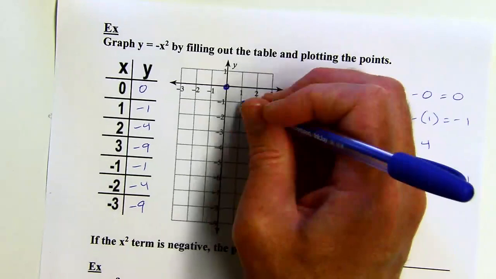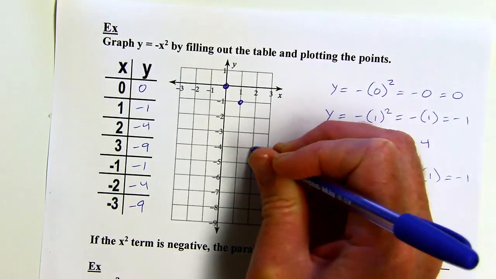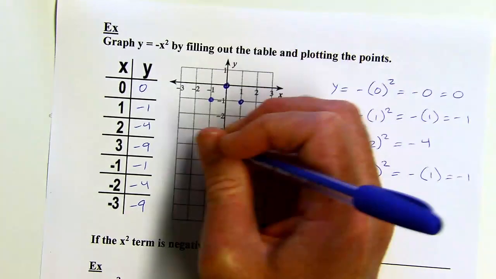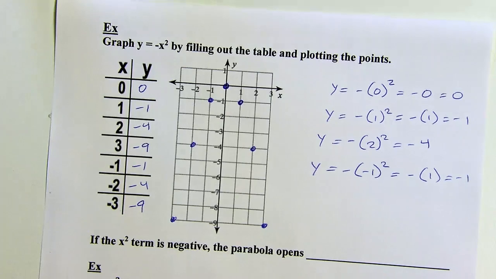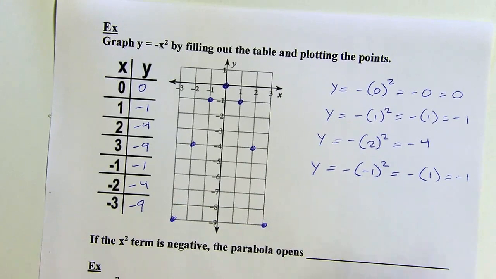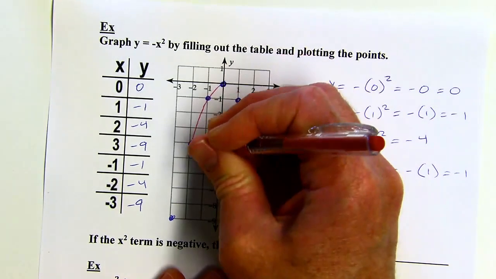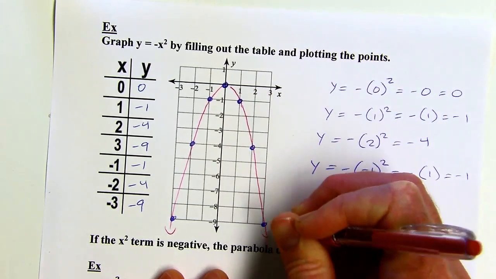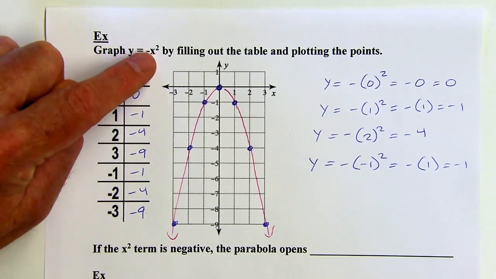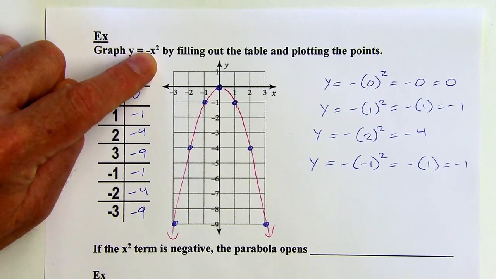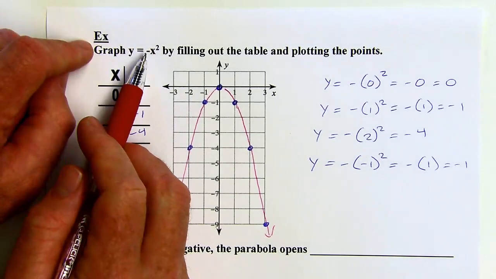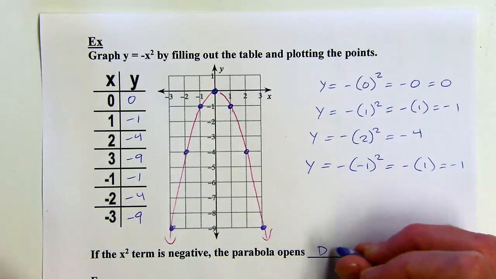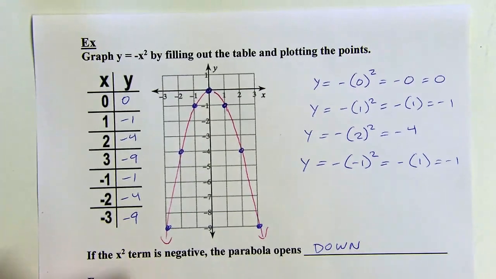So let's plot the rest of these. 1, -1, 2, -4, 3, -9, and then I've got the mirror image of those points on the other side. And you might have guessed just from the provided graph, this one is going to open downwards, right? So it looks just like the last graph, except it's opening down instead. And that is always going to happen when you've got a negative in front of the x squared. It could be -7x squared or -19x squared, but if there's a negative coefficient in front of the x squared, then the parabola opens down. So that's what I got right here. If the x squared term is negative, it's always going to open downwards.